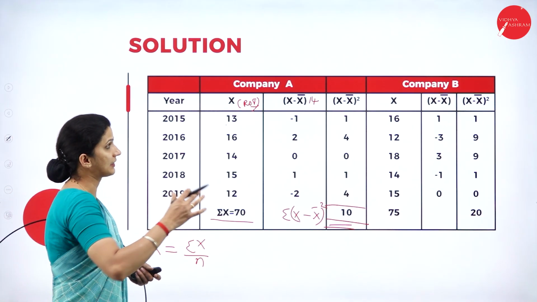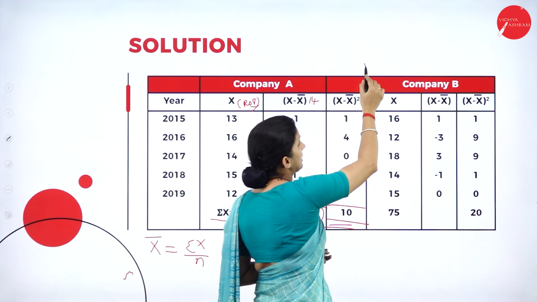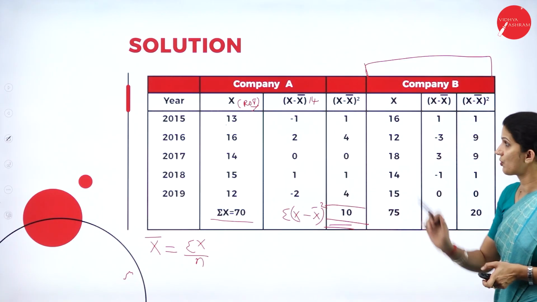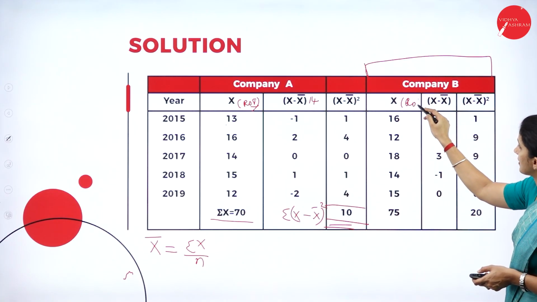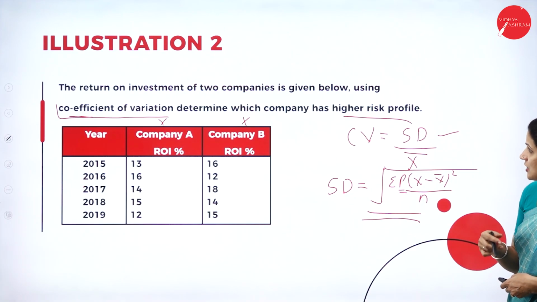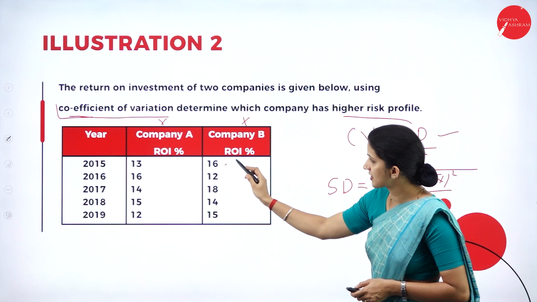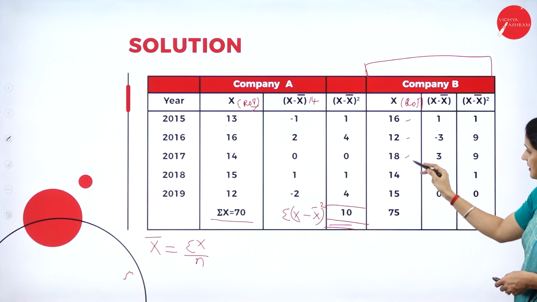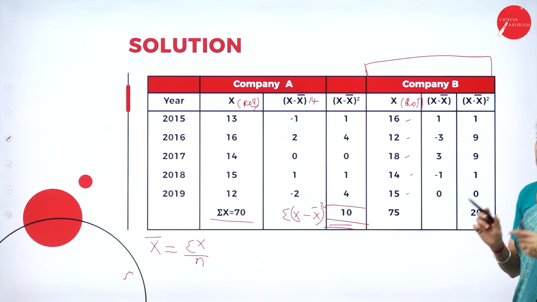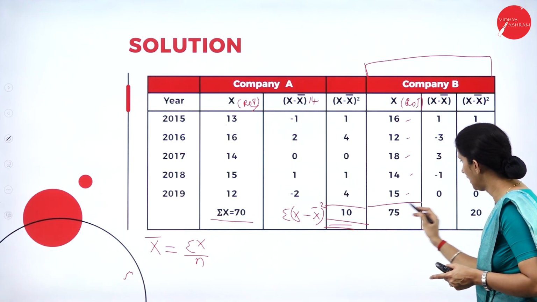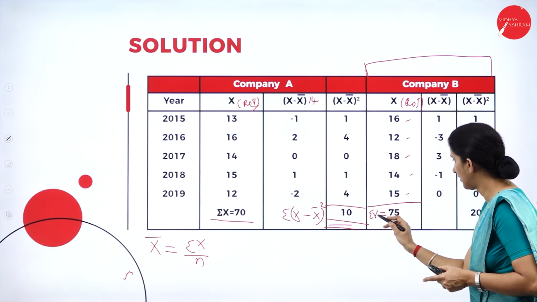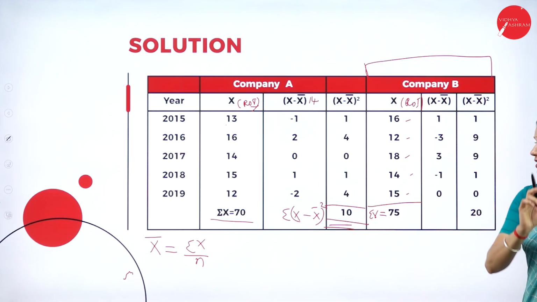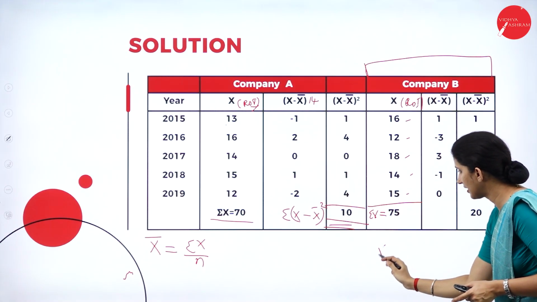Now we'll calculate in the same table, moving to company B. These are company B's calculations. Same 5 years, and you will take the ROI. That is company B's ROI. See your question: company B's ROI is 16, 12, 18, 14 and 15. Then you will do the total. So sigma X is 75. Now we'll find out X minus X bar. For company B, we need X bar first.